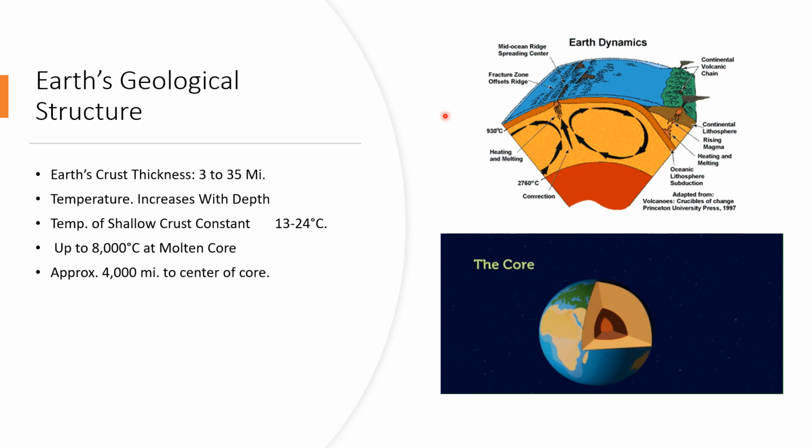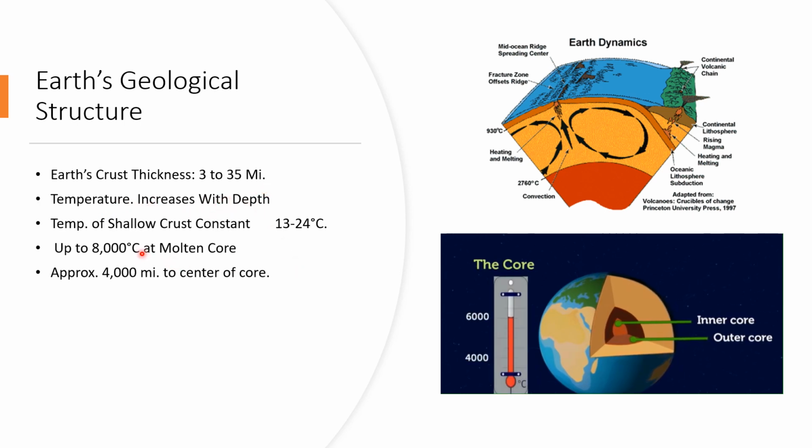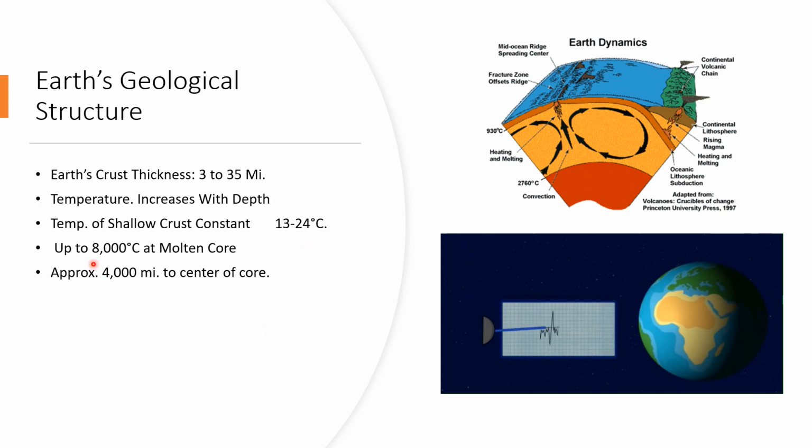Okay, and we're gonna continue with the Earth structure. So pay attention, right? The thickness is 3 to 35 miles. And then your temperature increases as you go deeper. The temperature of the shallow crust, right here, is about 13 to 24 degrees C. And then up to 8,000 degrees Celsius, you can go into the molten core. So about 4,000 miles, okay? You gotta go all the way to the center of the core.